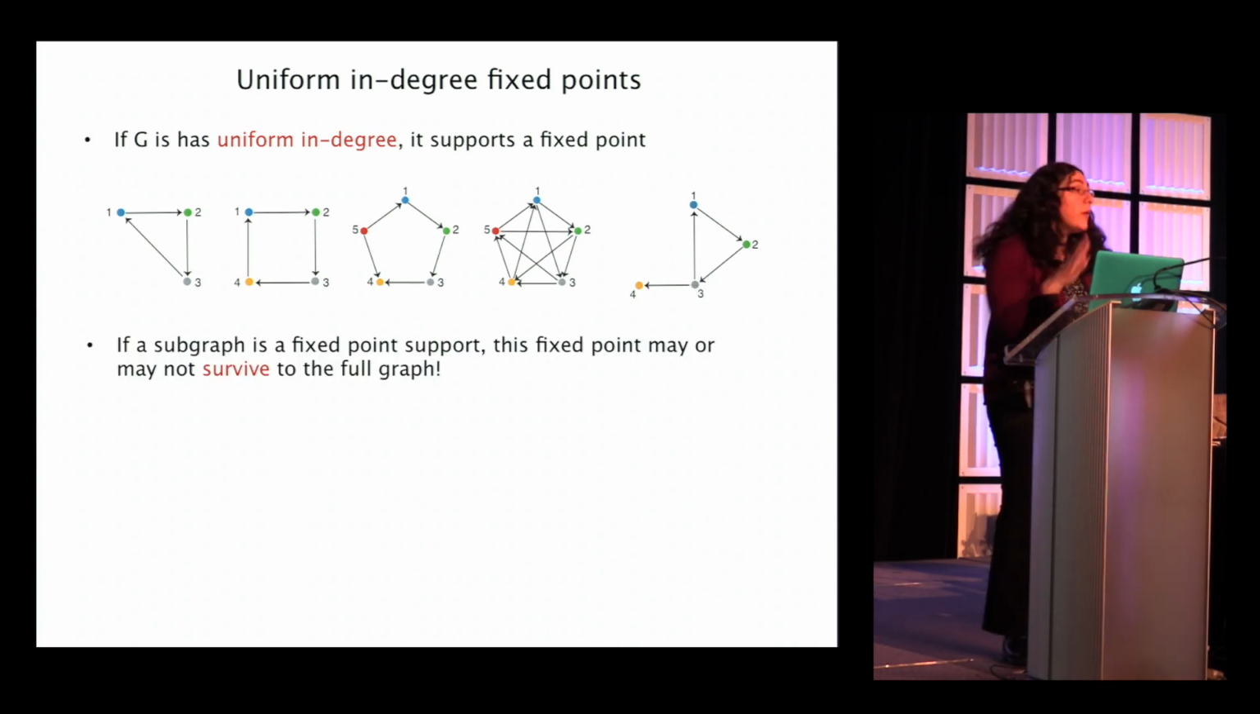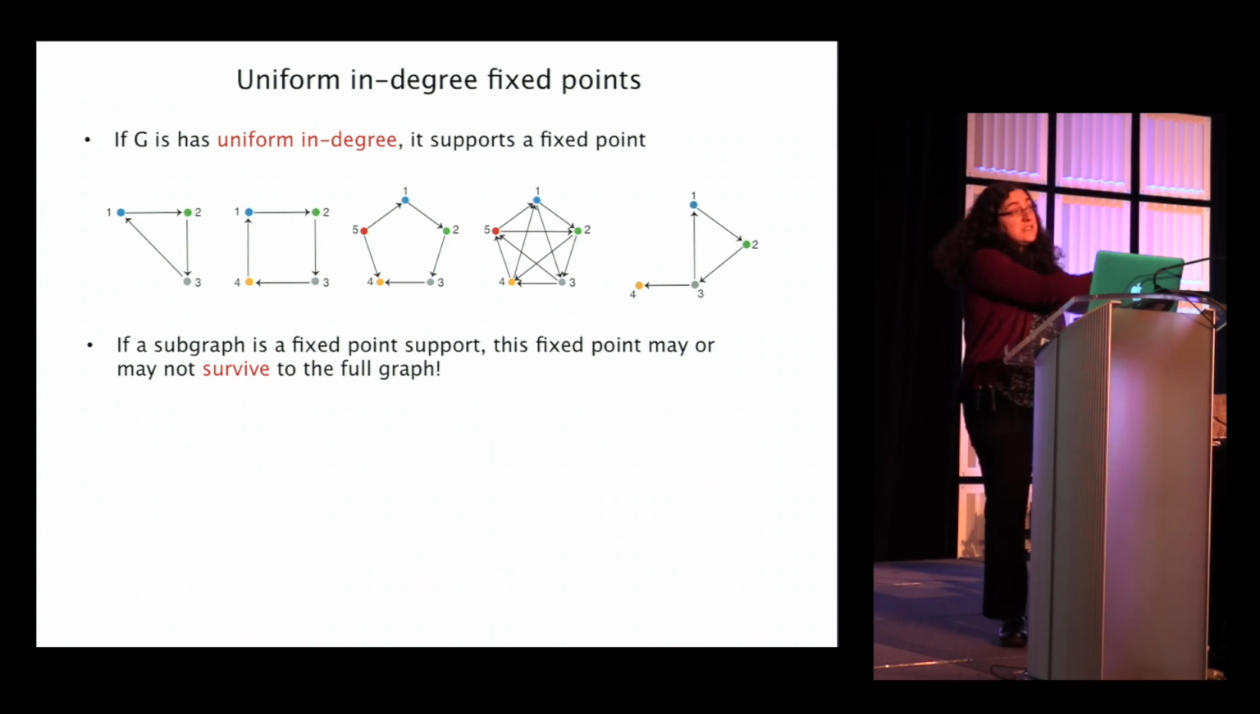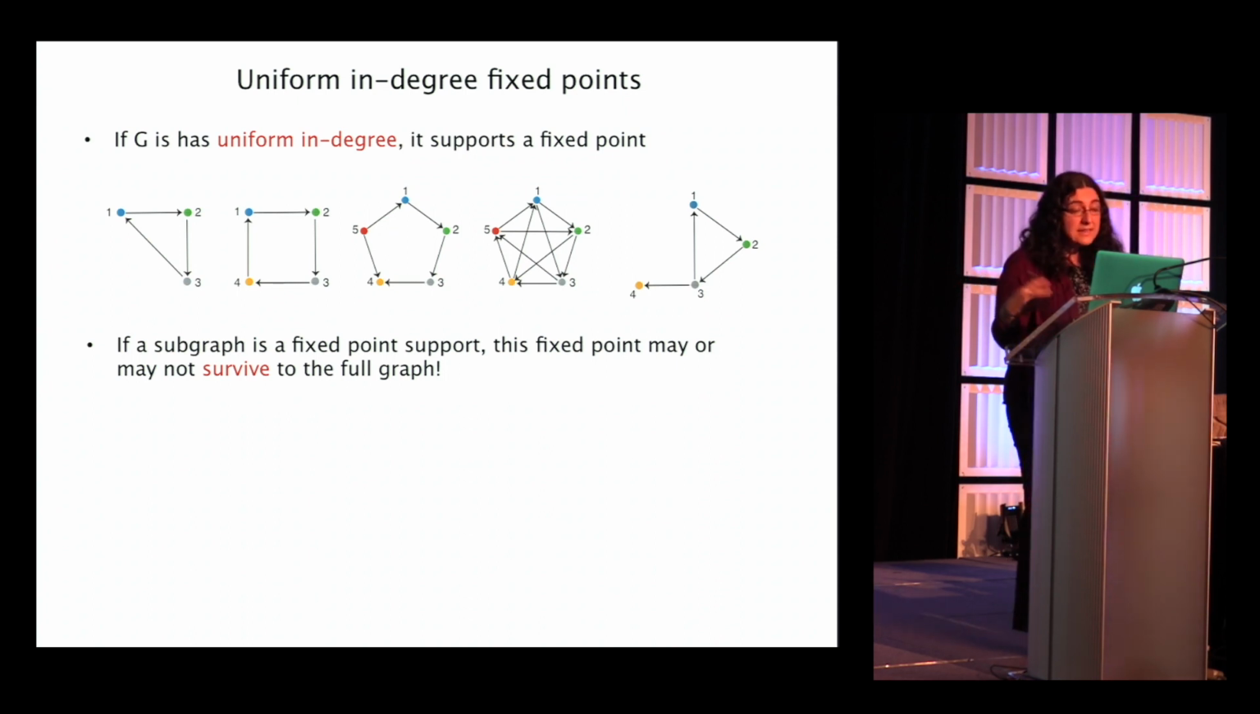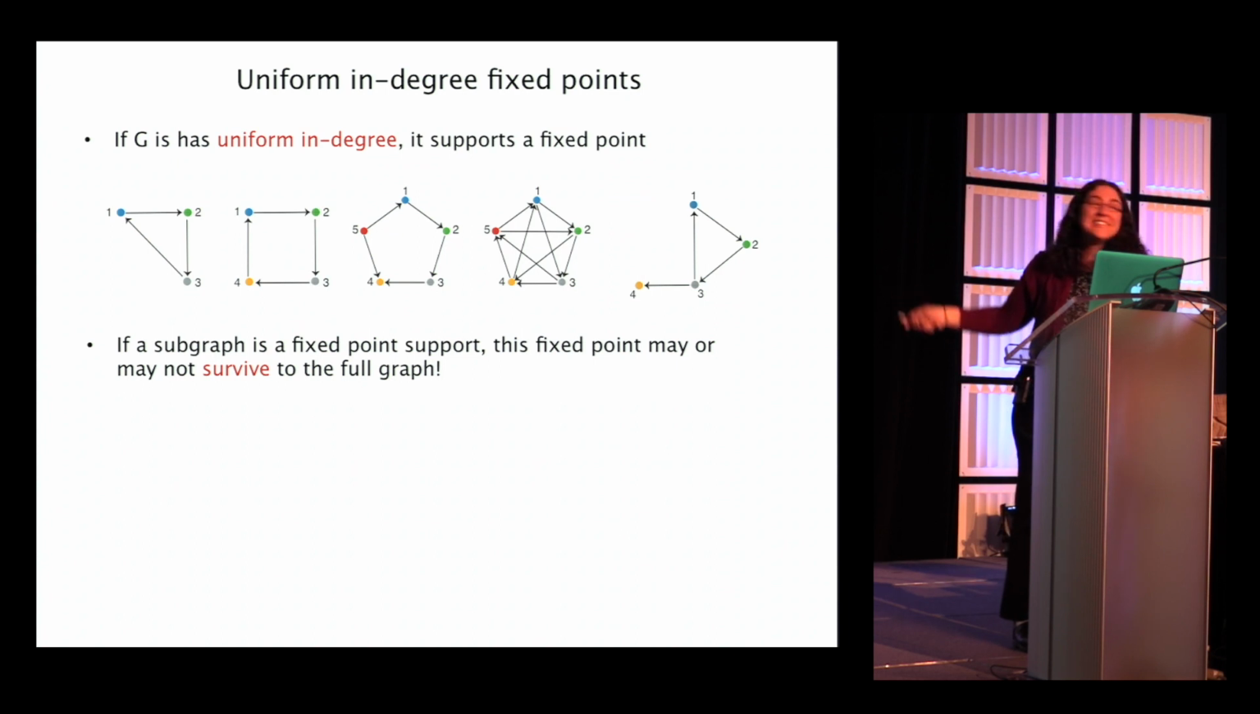And the question, though, is we already saw with the 3-cycle, just because you see a 3-cycle embedded in your network doesn't mean you get an attractor for it, right? So whether the subgraph is a fixed point support depends on how it's embedded in the larger graph. And the remarkable thing, you're asking a question? Oh, that's a typo. Sorry. 4 should go to 5. I'm sorry. Yeah, no one's ever noticed that before. Yes, very good. Very sharp. Okay, that makes me more nervous. All right. So it may or may not survive to the full graph, okay?